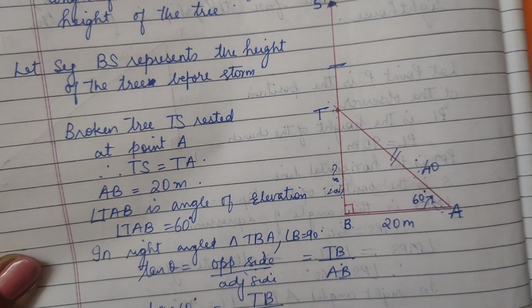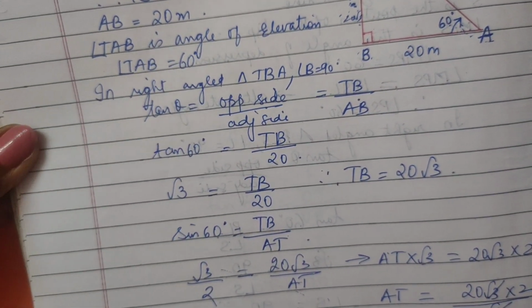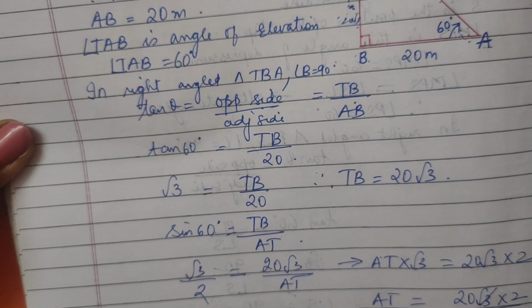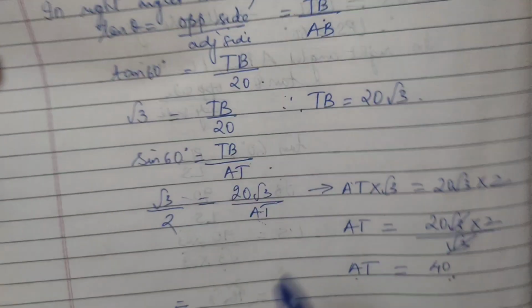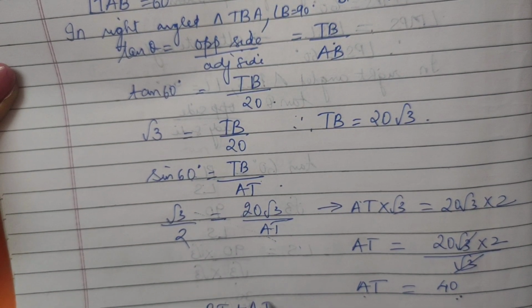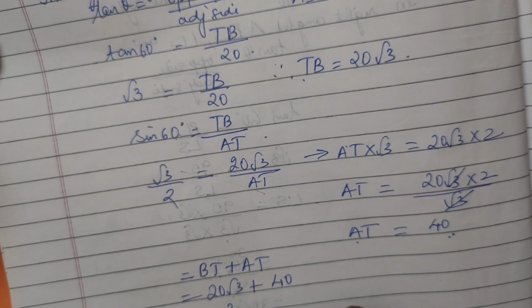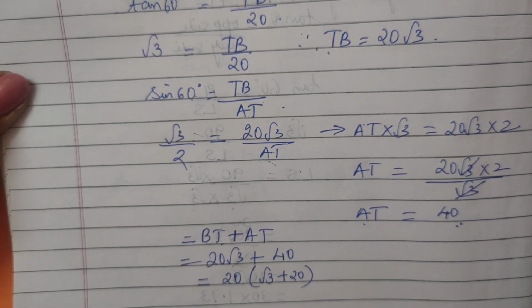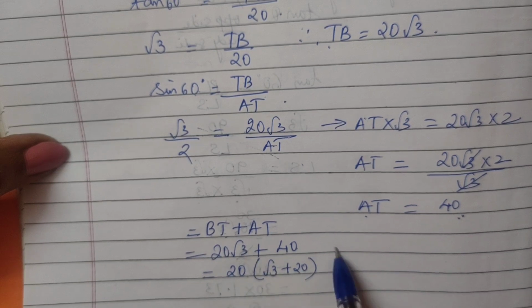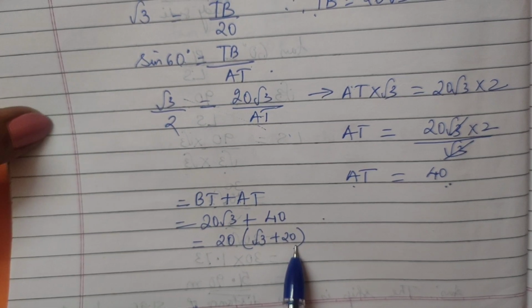So we need to sum up to get the whole height of the tree. Yes. So we write it. Okay, so we are going to add it here, to find the height of the tree. That is BT plus AT. So that is BT or TB, whatever. Okay. 20 root 3 plus 40. So as usual, we can take 20 as a common factor here. 20 root 3 plus 20 times 2. Or you want to leave it as 40 plus 20 root 3. See, it doesn't matter if you put the 20 first or the root 3 second. Okay, you can go accordingly.